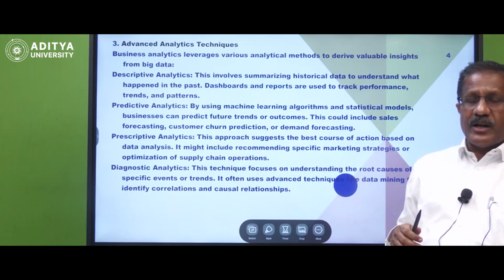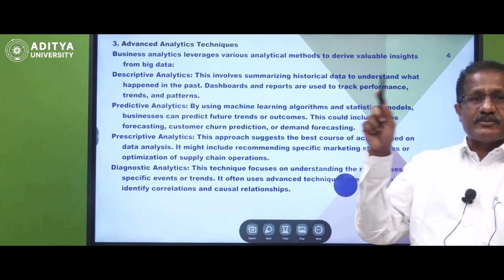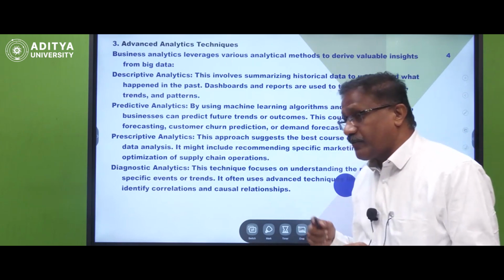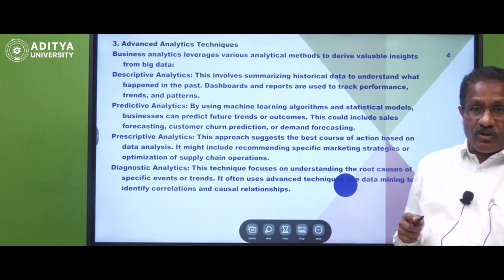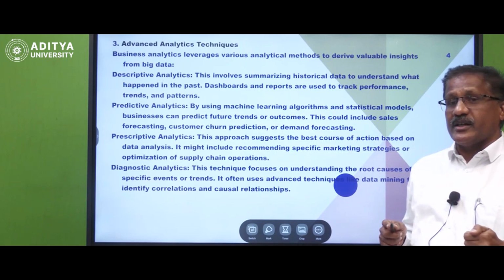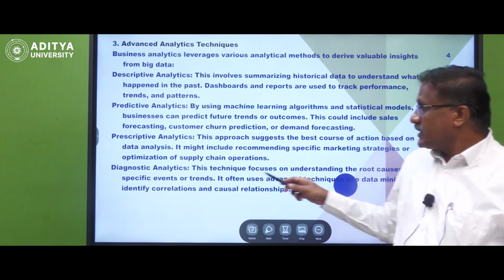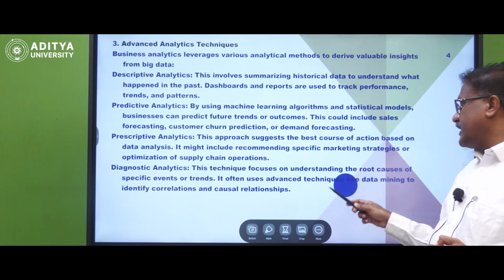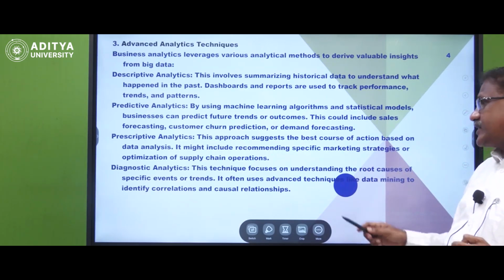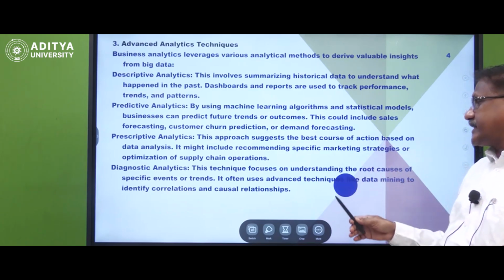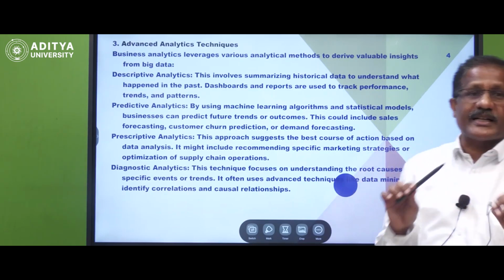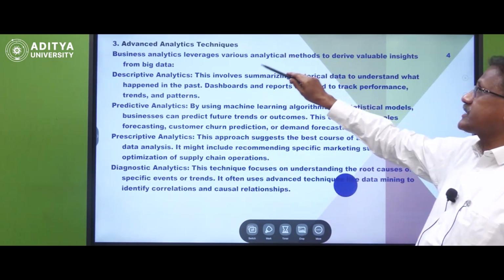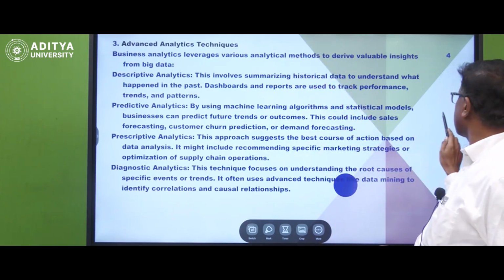Like that, for example, I want to find out which pocket it comes from, that means where it has been produced. If you want to find out the quality differences from one product to another of the same rice product, diagnostic analytics helps us understand the root causes of the problem and the trends. It also uses data mining techniques to understand proper correlations and causal relationships among the data. These are the four different types of business analytical techniques.